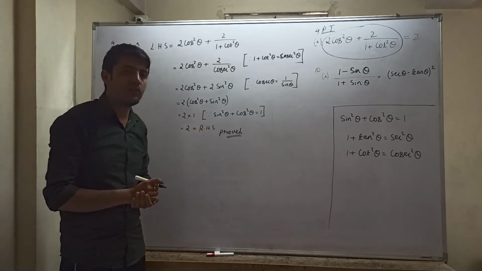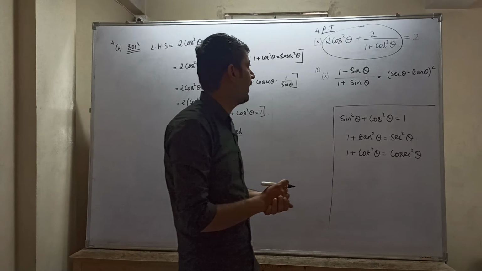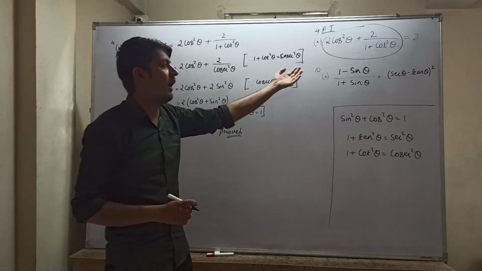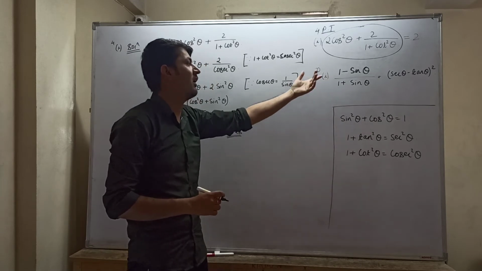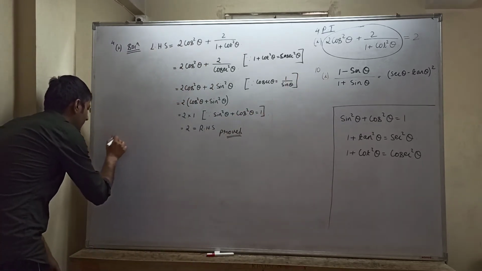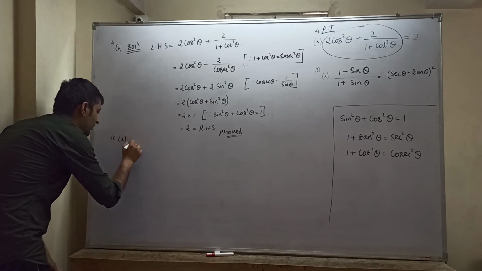So now let us go to one more number. I have selected one more number from your textbook. That is 10 number 1. Let's see how to start this. So let us start 10 number 1 solution.